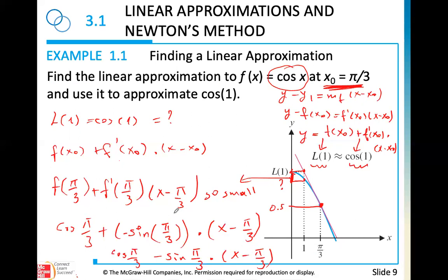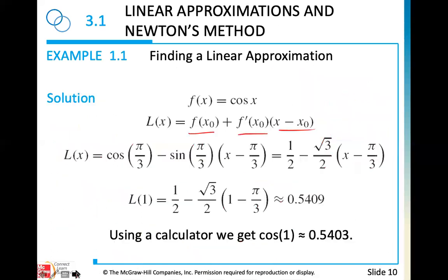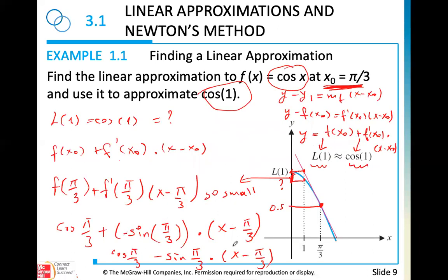Now, what is my x in this case? So I want to find cosine of 1, so my x must be 1. Let's see here, you see now 1 minus pi over 3. At the end, we have to put x equal to 1. Why? I am looking for cosine of 1.